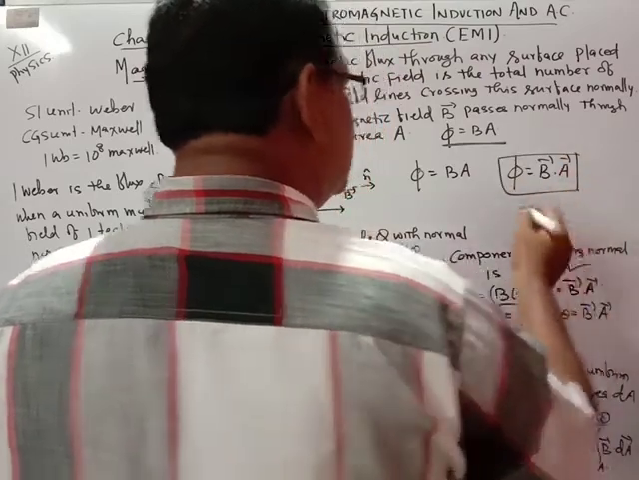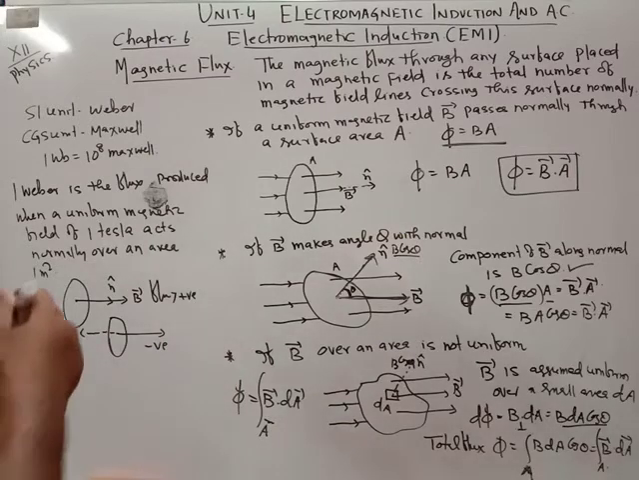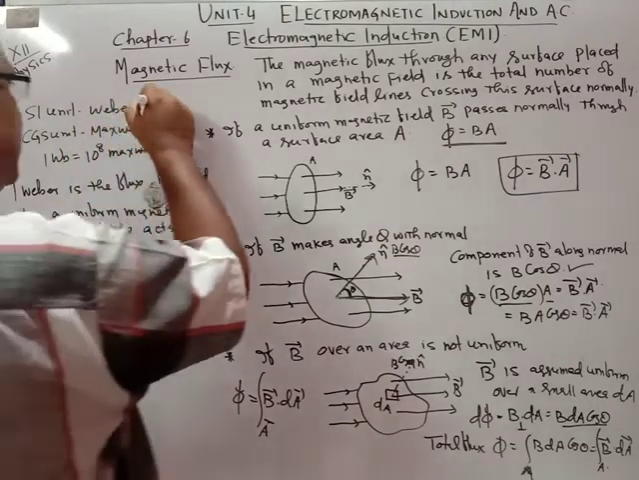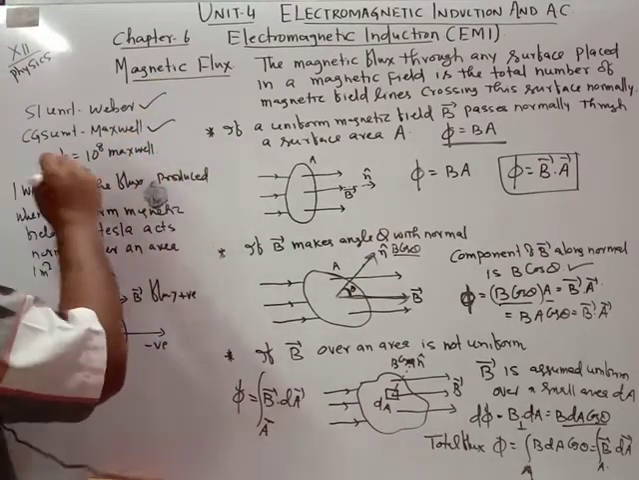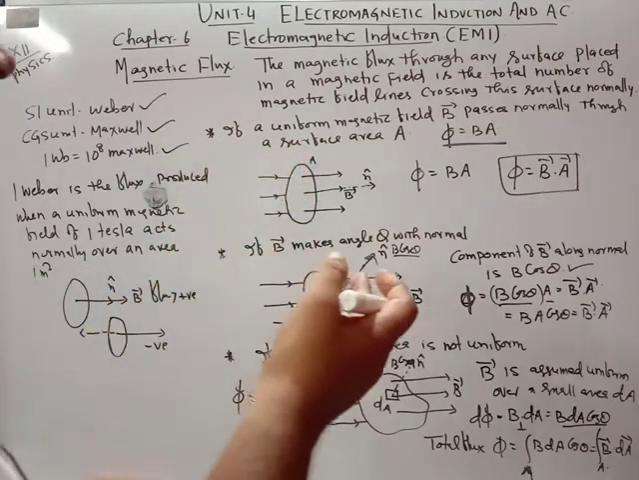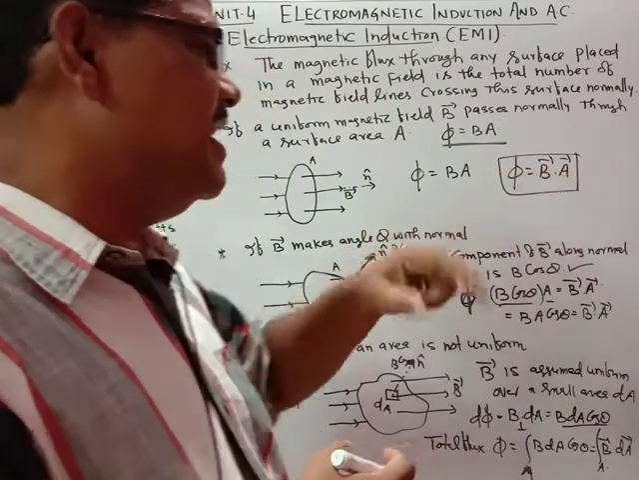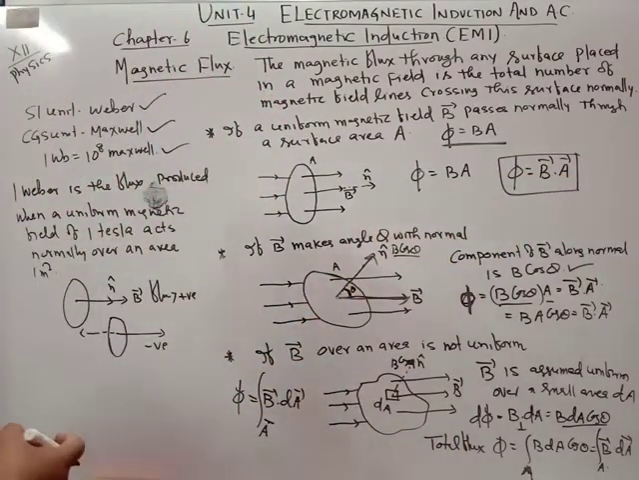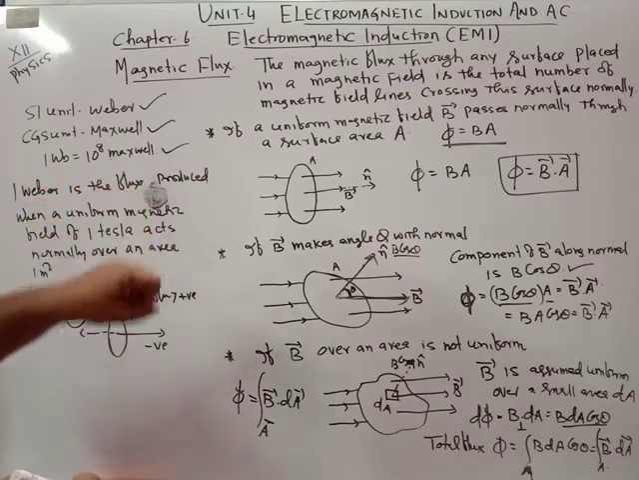So let us come to the unit. What is the unit of the magnetic flux? The SI unit is Weber. And the CGS unit is Maxwell. And 1 Weber equals 10 to the power 8 Maxwell. Simply you can convert it from here, because 1 Weber is 1 Tesla meter square, and the gauss relation is there, 1 Tesla is 10 to the power 4 gauss, and putting the values, you can get 1 Weber equal to 10 to the power 8 Maxwell.